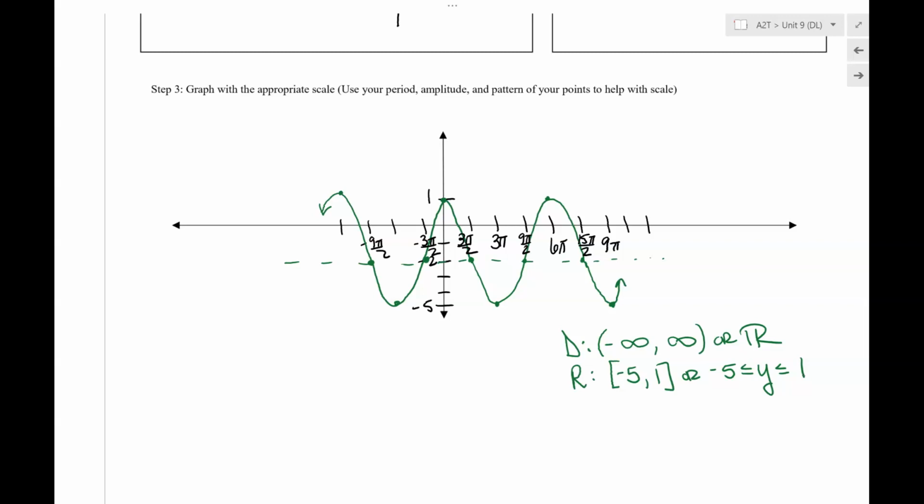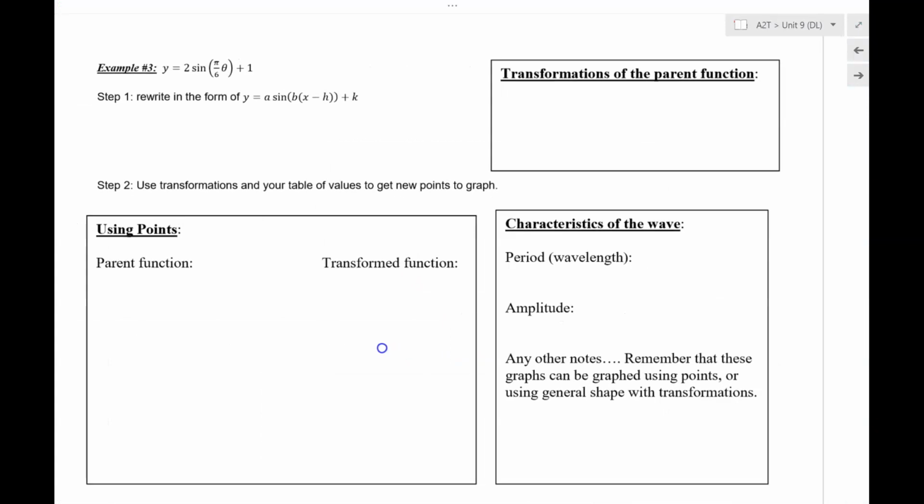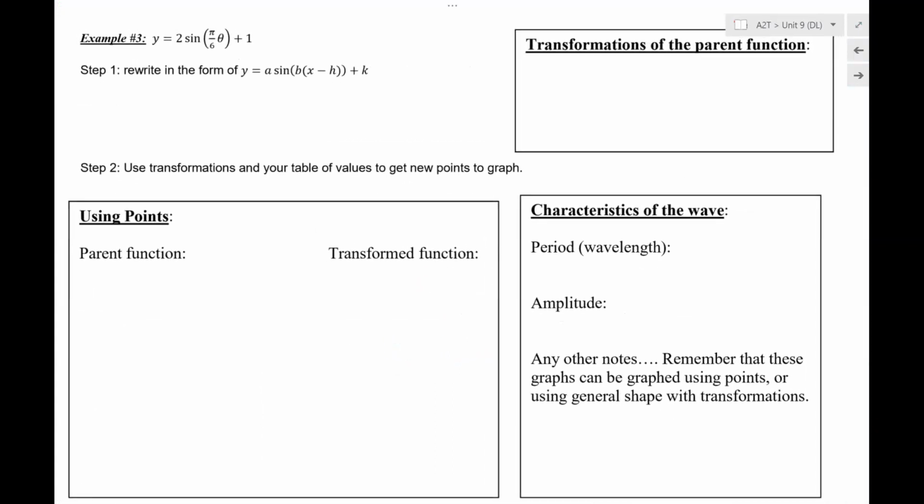Excellent. All right, we got one more. One more so you can have it in your bag of tricks. Example number 3, this is our last one. Make sure you factor out the b value if there is one. And of course, you're welcome, there is one.